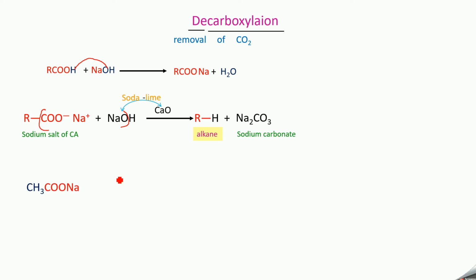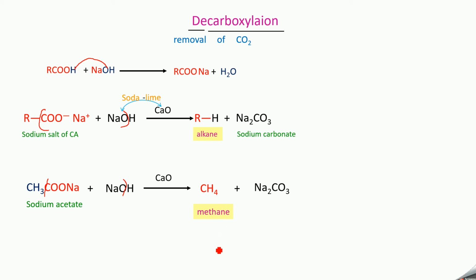For example, you take CH3COONa, sodium acetate, on treatment with soda lime, that is soda NaOH and lime calcium oxide. When you treat it with this mixture, there is a removal of sodium carbonate, Na2CO3. The remaining CH3 and H is there, so you will be getting CH4. So you are getting methane. This is how you have to prepare it.